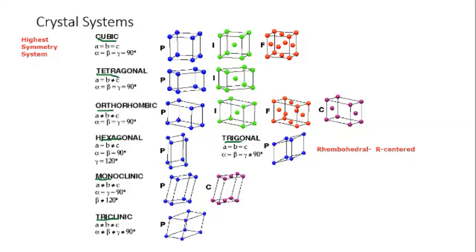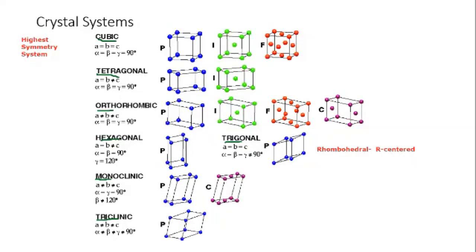So cubic is a very high symmetry crystal system. Then the next would be tetragonal and hexagonal, trigonal. These would be the next highest ones. And you see tetragonal, again, all the angles equal 90 degrees, but A equals B, but not equal to C. And with tetragonal, as we'll learn later, you can have primitive centering and body centering. Again, body centering means you have a lattice point in the center of the unit cell.